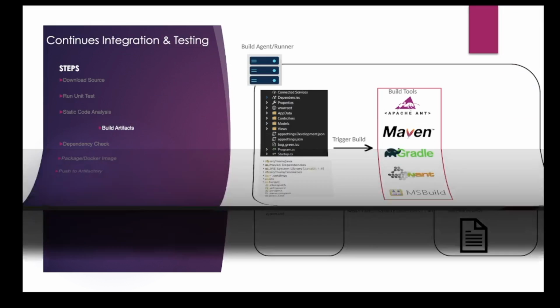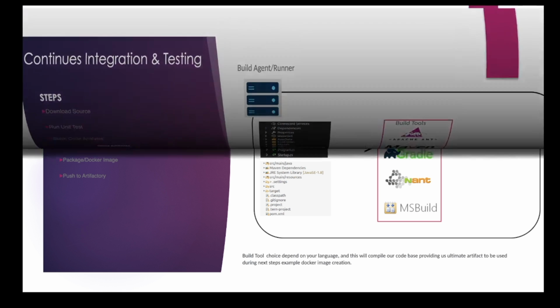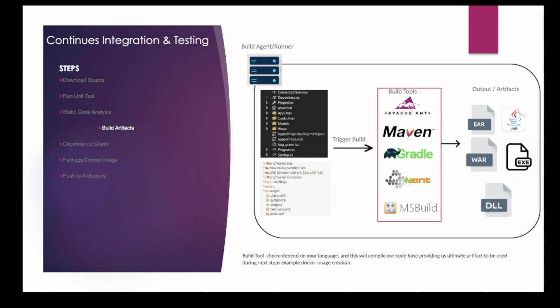Let's go to the fourth step. Since we are confident now that our code is secure and passing all the parameters set by the team, we will go ahead and build our deliverable, which again depends on the language. You can choose any tech stack: Apache Ant, Maven, Gradle, NAnt, depending on whether you're working on .NET or Java. This artifact will be used in the next step. Depending on your tech stack, your output will be either an enterprise archive, WAR, DLL, exe, or a jar file. It completely depends on the tech stack which you are working on.